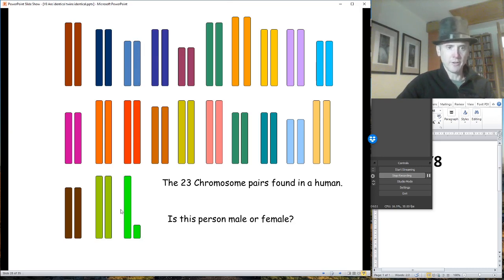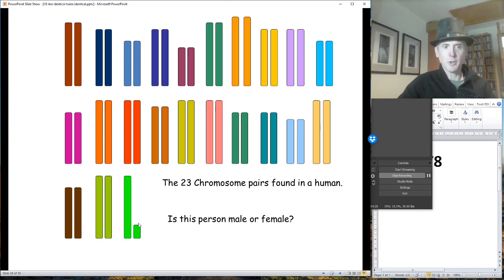apart from these chromosomes here. They don't look like a pair, because they are the sex chromosomes. This is the X chromosome. It's a big, long chromosome. There's about 3,000 genes on there, 3,000 instructions for different characteristics. Whereas this is the Y chromosome. It's got a few dozen genes, and it's got genes for basically causing maleness. So this person's got an X chromosome and a Y chromosome.